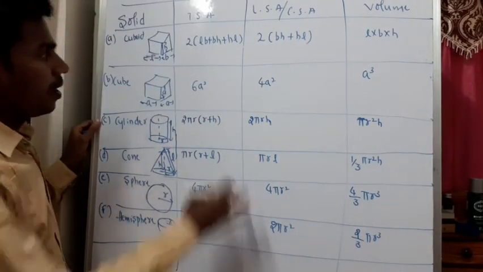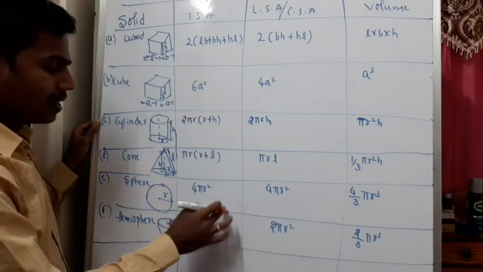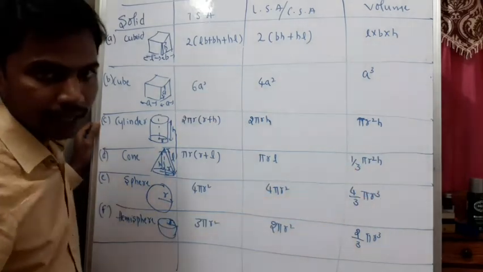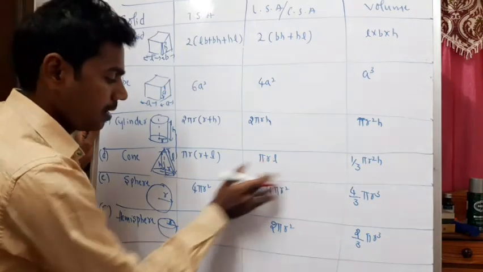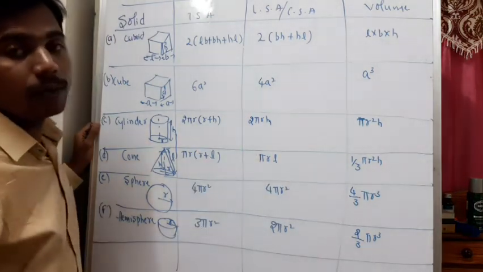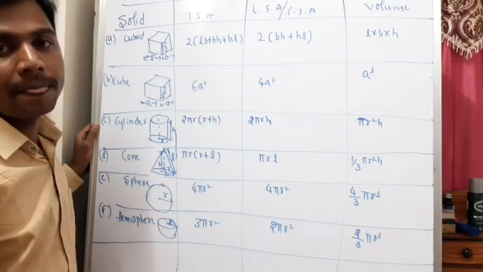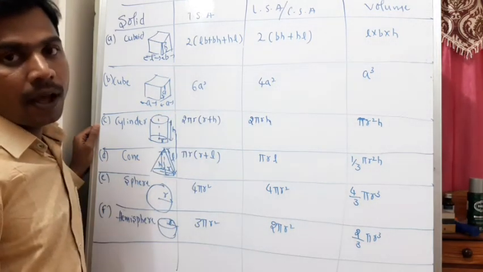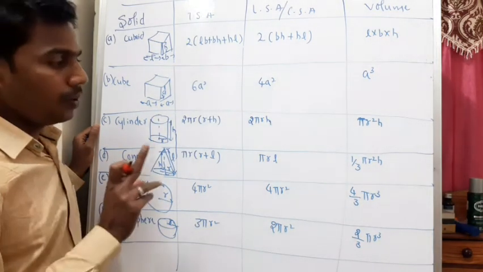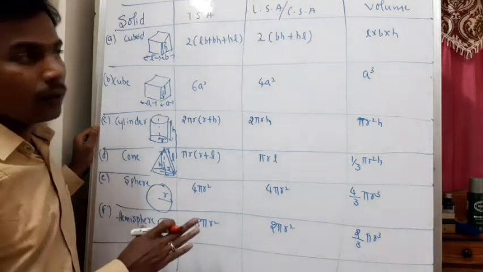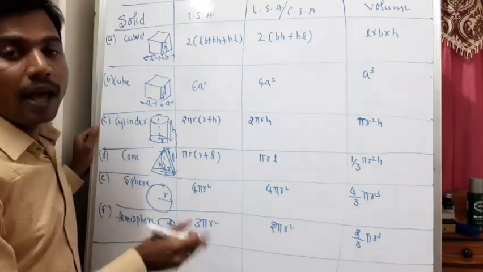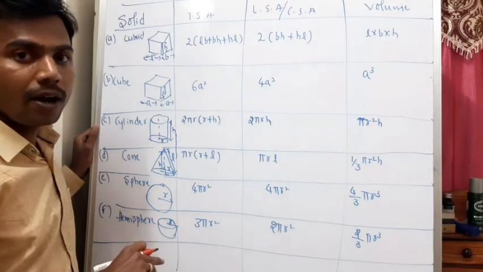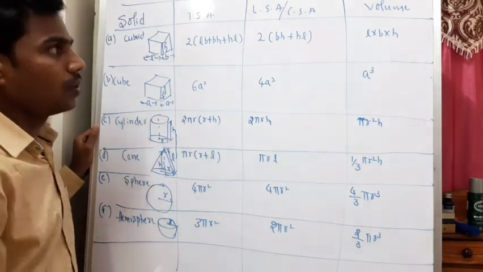So total how many? 1, 2, 3, 4, 5, 6. 6 multiplied by 3, 18. But this and this will be total 17 formulae you need to remember. How will you remember? There will be interconnectivity and you know the logic. If you know the logic, then only you will be able to understand this table and it will be retained for a longer time. Okay, so please note this down.